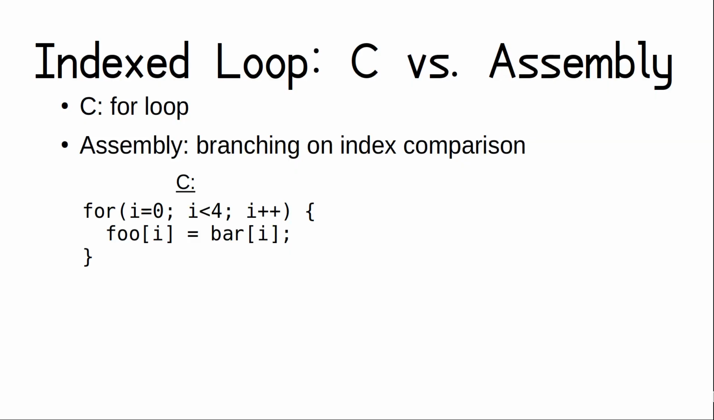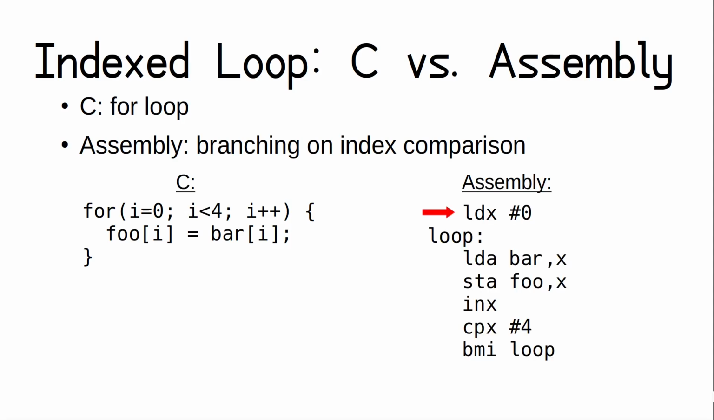This can also be done very easily with assembly, and with minimal memory access thanks to the X index register and an indexed addressing mode. First, we need to initialize X with the value of 0.